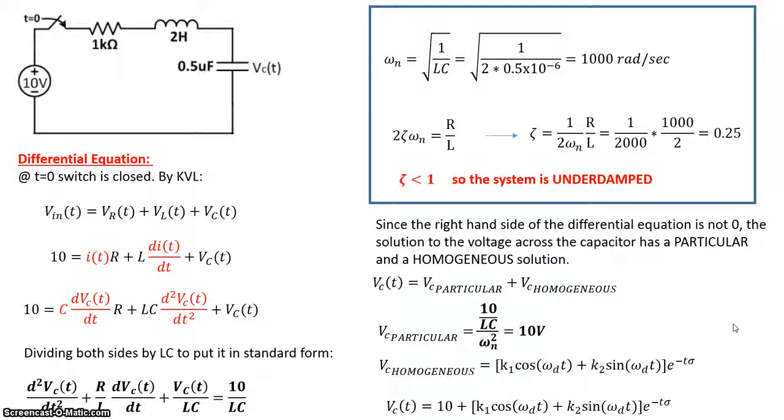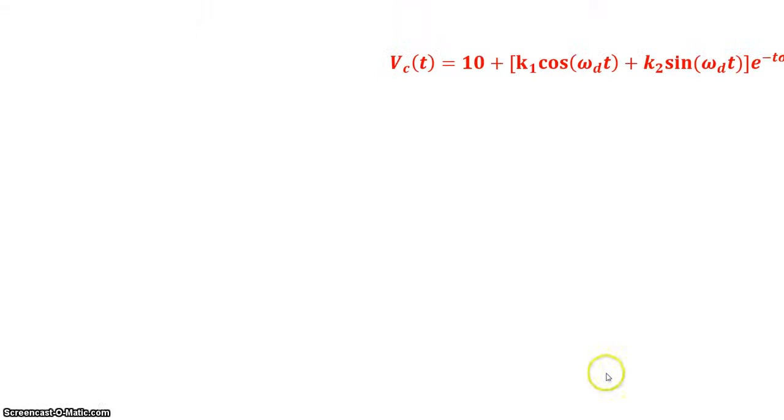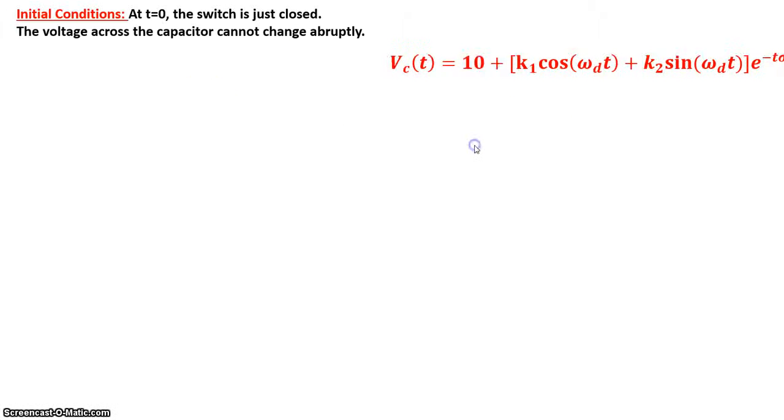Okay. So in order to figure that out, we need to write the VC(t) as the sum of the particular and the homogeneous solution. So let's now figure out what K1 and K2 are based on the initial conditions. Now, what are the initial conditions in the circuit?